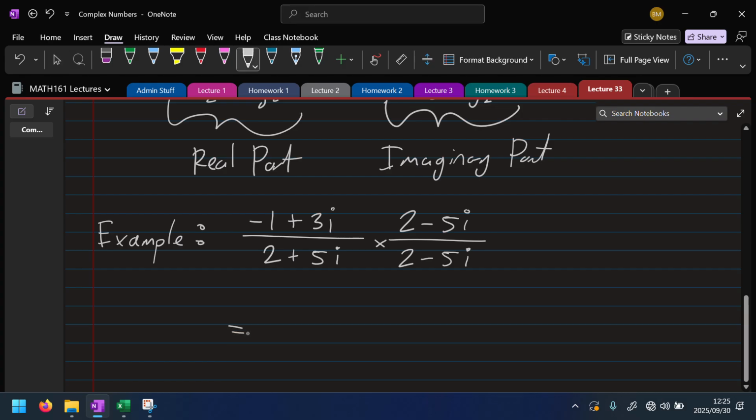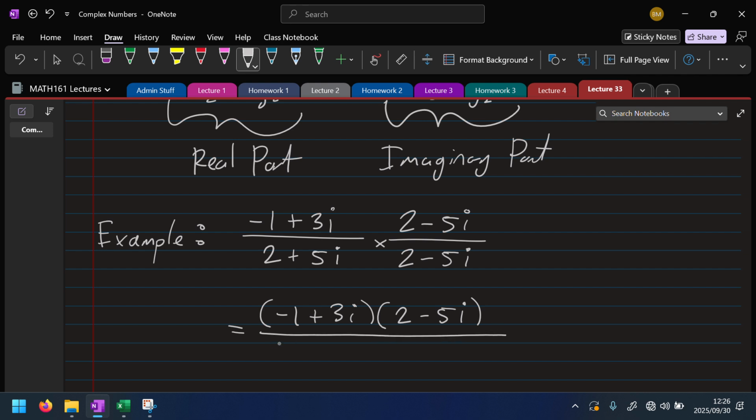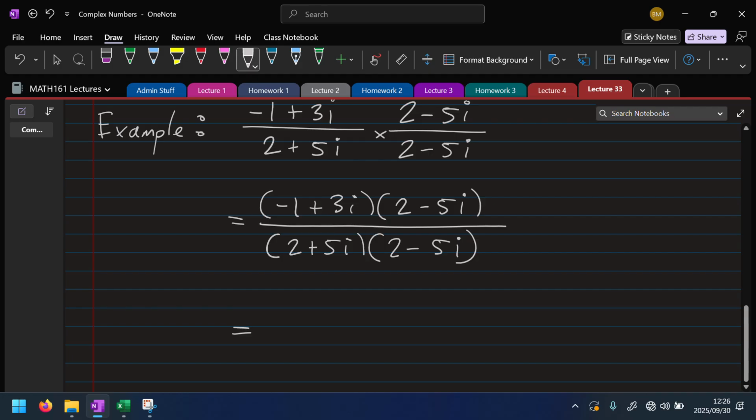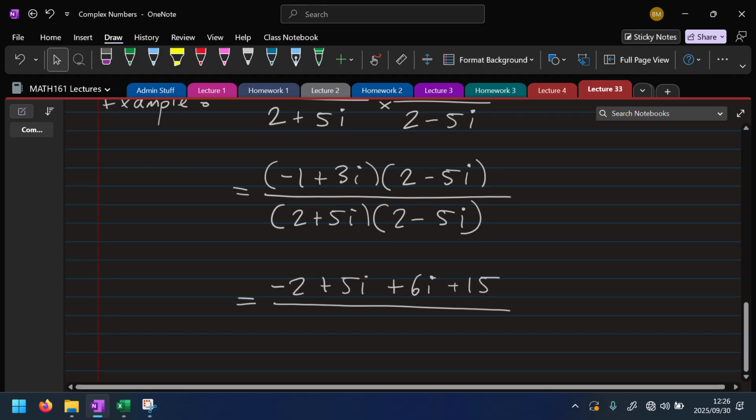Now we just simplify and then separate. In the top, we have minus 1 plus 3i times 2 minus 5i, and in the bottom, 2 plus 5i times 2 minus 5i. Let's have a look at the top. Normal distribution like we did last time. Minus the 1 times the 2, so minus 2, plus 5i, plus 6i, and then minus 15i squared, so that will be a plus 15. All over, what do we have at the bottom? That will be 4 plus 25.